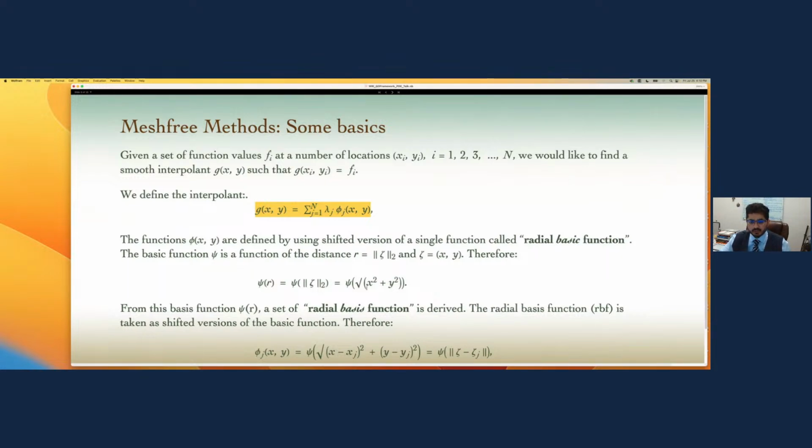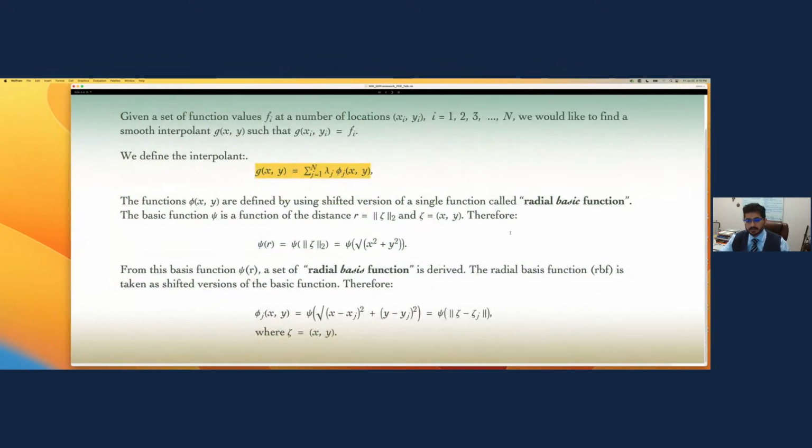Once you define what your radial basis function is, you can generate a whole set of bases from it, as shown over here, using the Euclidean norm. Once you have the basis functions, you basically have all the information needed to solve the problem, which is essentially just solving one system of linear equations to get the unknown coefficients lambda. I'll get to some more details in a bit, but this is basically the underlying theory behind mesh-free methods.